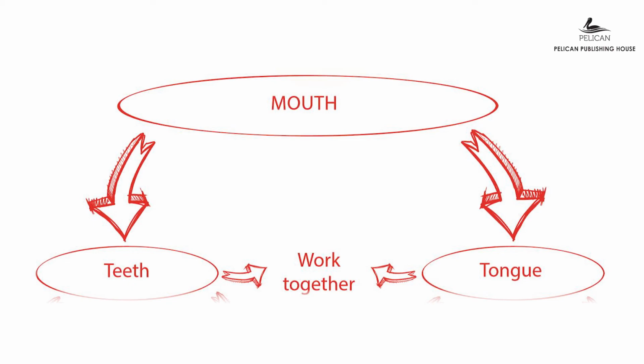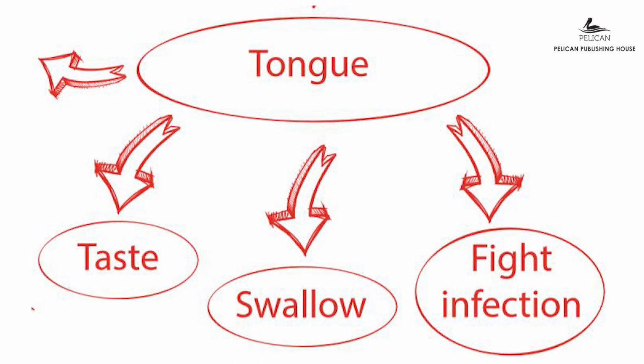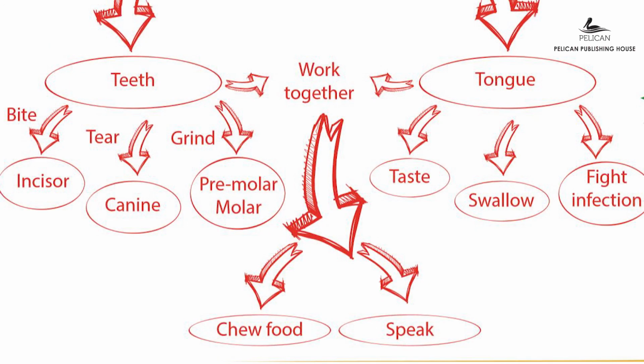Here's a mind map for you. The mouth consists of the teeth and tongue. The types of teeth are incisors, canines, premolars, and molars. Each tooth has its own function. Incisors help in biting, canines help in tearing, premolars and molars help in grinding. The functions of the tongue are tasting, swallowing, and fighting infection. Both the teeth and tongue work together to chew food and speak.